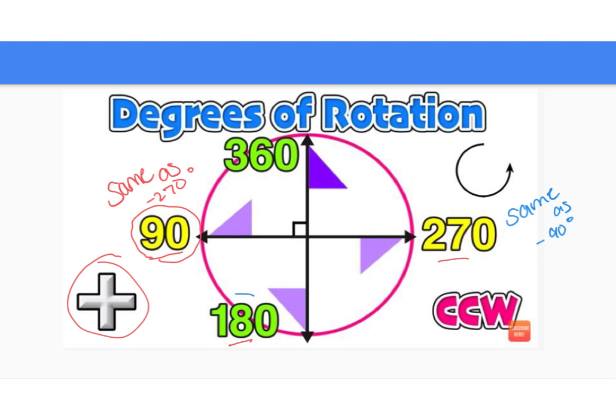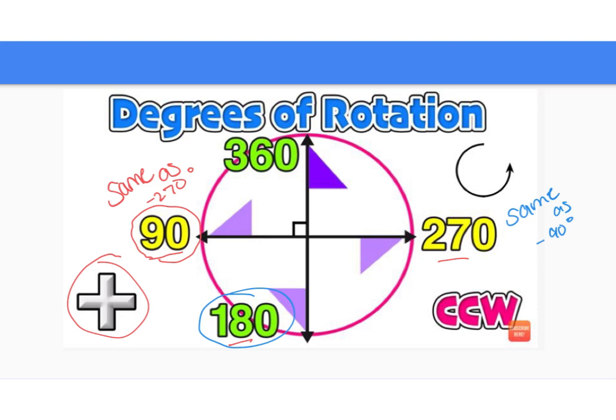A 180 degree rotation, it doesn't matter whether you're going clockwise or counterclockwise, you always end up in the same exact spot. So it doesn't have to be positive. It doesn't have to be negative because it's going to take you to the same exact spot no matter what.